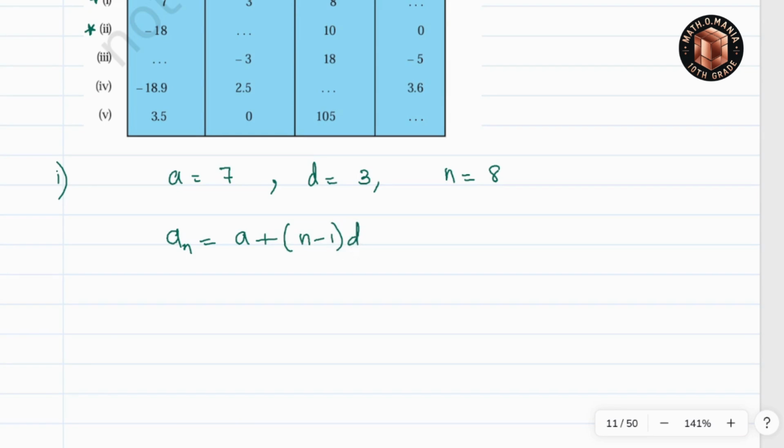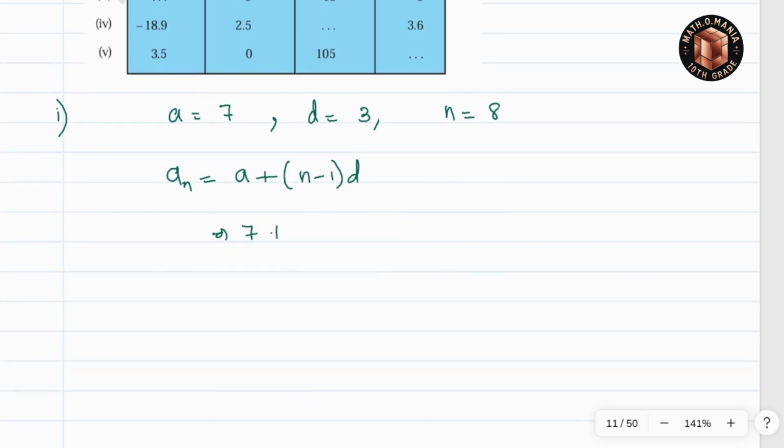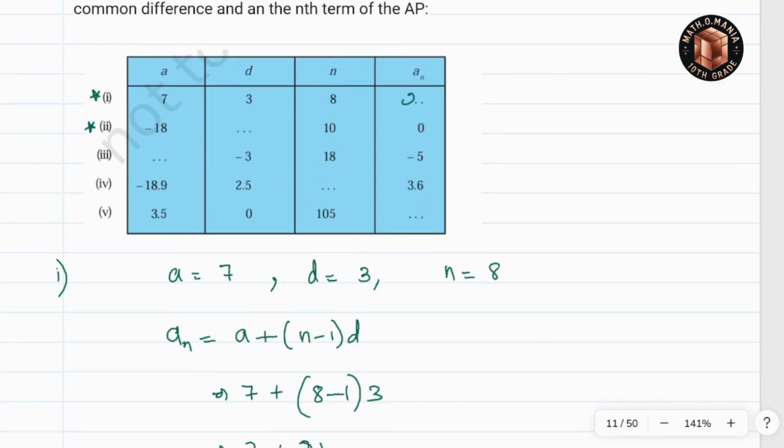Here we can directly use the equation and find the answer, which is equal to 7 plus (n equals 8 minus 1) into D equals 3. Therefore, it is 7 plus 7 into 3. 7 into 3 is 21. 7 plus 21 is 28. So the value here is 28. Okay. Now, let's do question number 2.